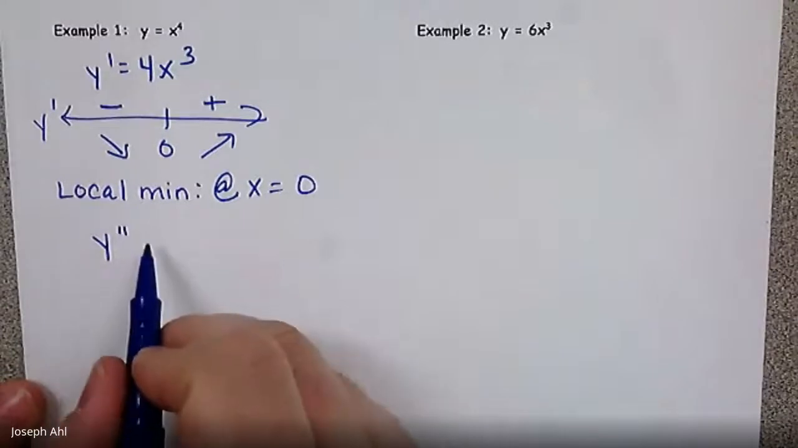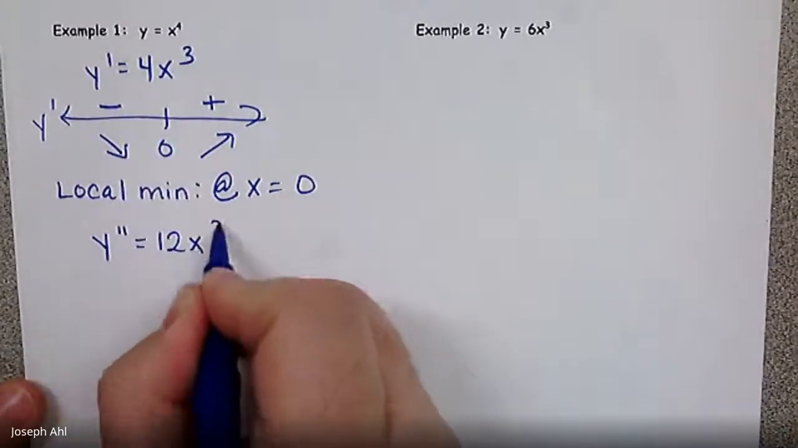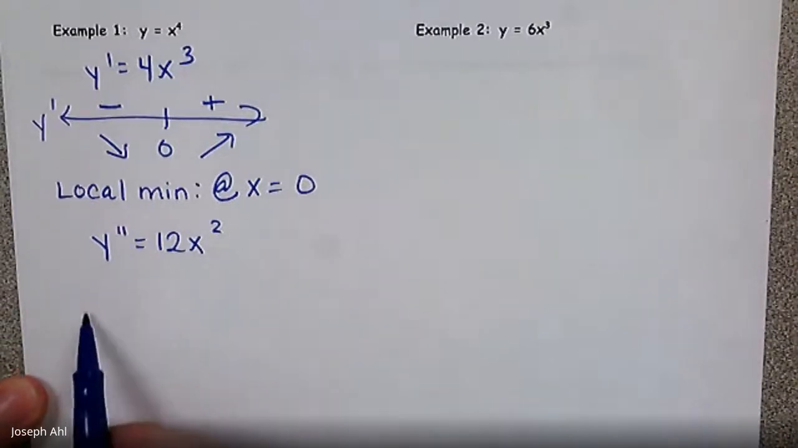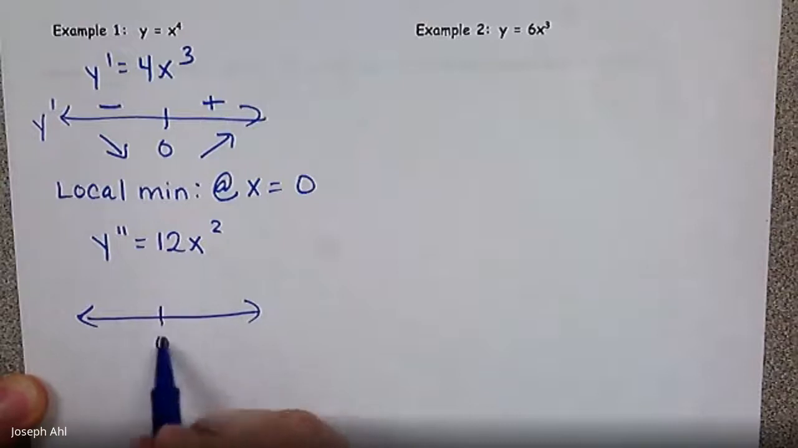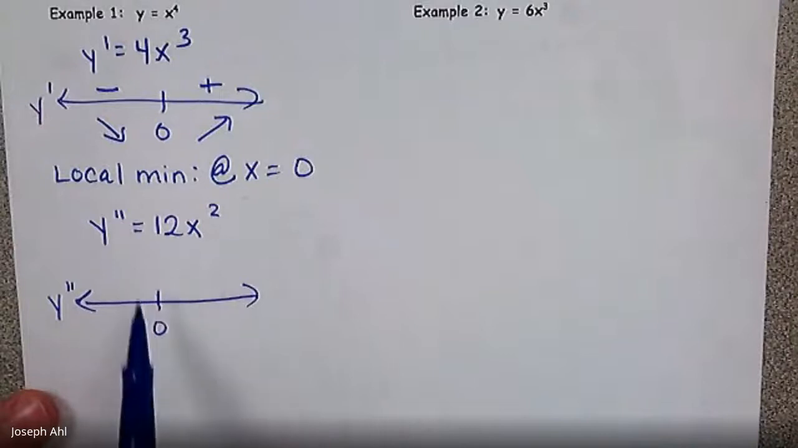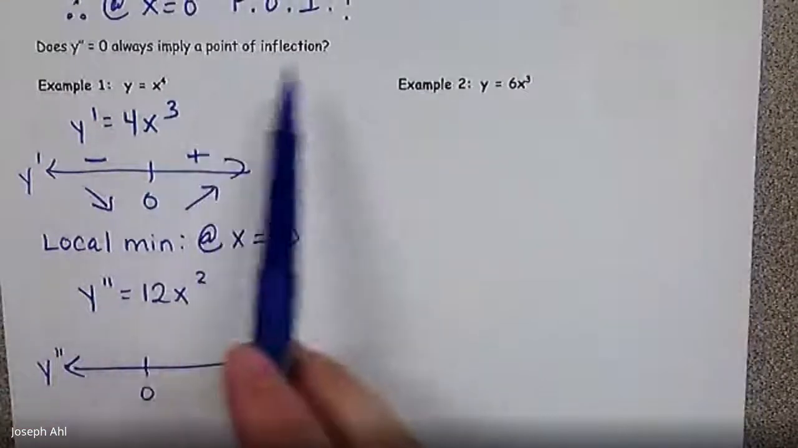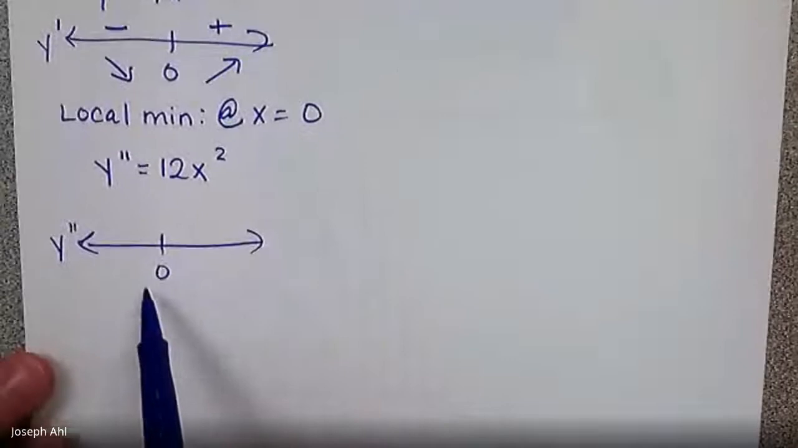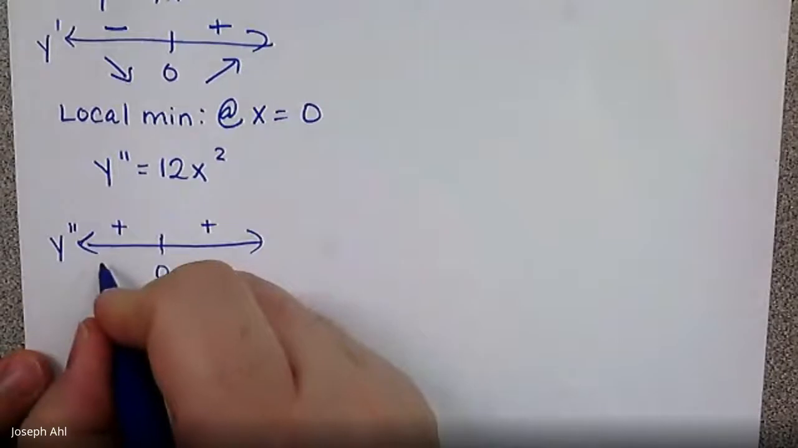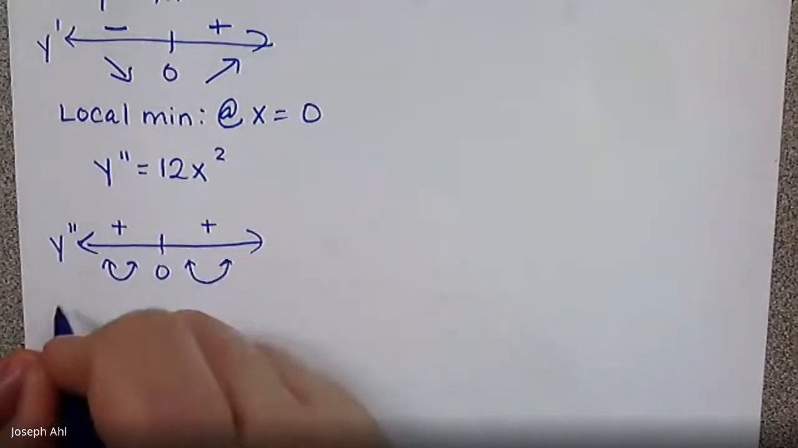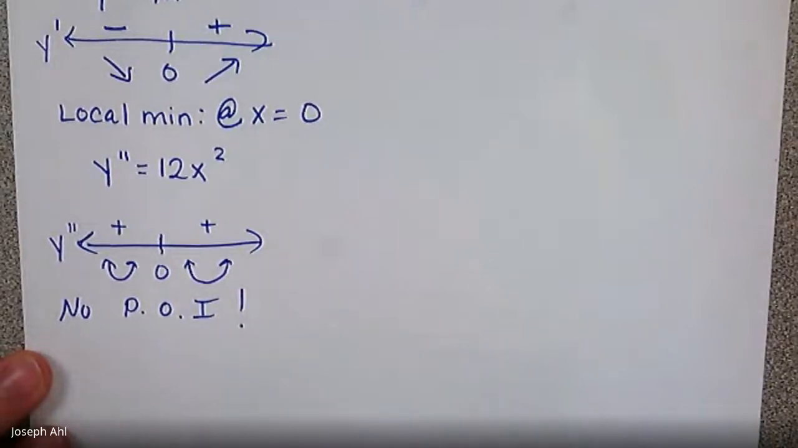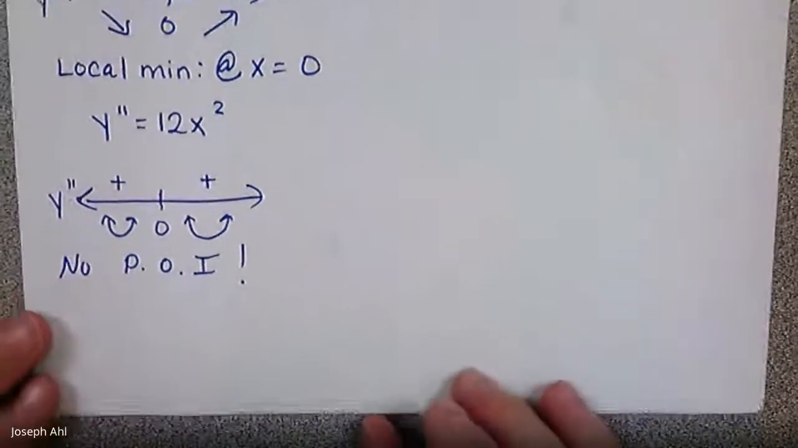All right, what would the second derivative be? The second derivative would be 12x squared. If I set that equal to 0, the critical point here would also be at 0. So here's my y double prime number line. Does setting this equal to 0 guarantee that this is a point of inflection? That was the question. Well, if I test something to the left of 0 in the function 12x squared, we're going from positive to positive. We're going from concave up to concave up, which means no point of inflection here. We've got to see a change in concavity for that to happen.